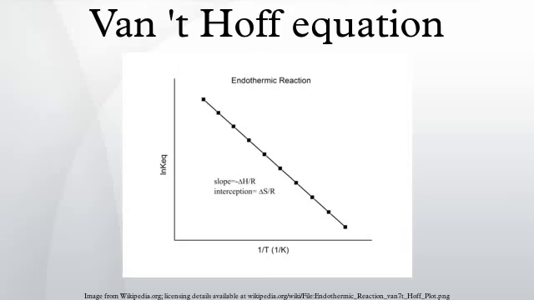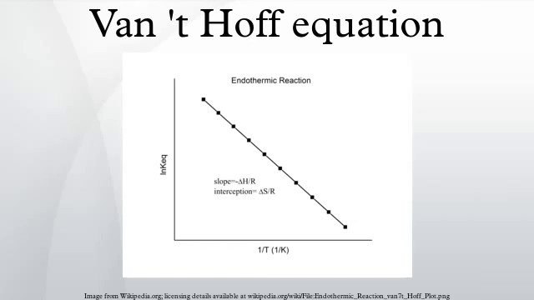The Van 't Hoff equation in chemical thermodynamics relates the change in the equilibrium constant, K, of a chemical reaction to the change in temperature, T, given the standard enthalpy change, ΔH°, for the process. It was proposed by Dutch chemist Jacobus Henricus van 't Hoff in 1884.